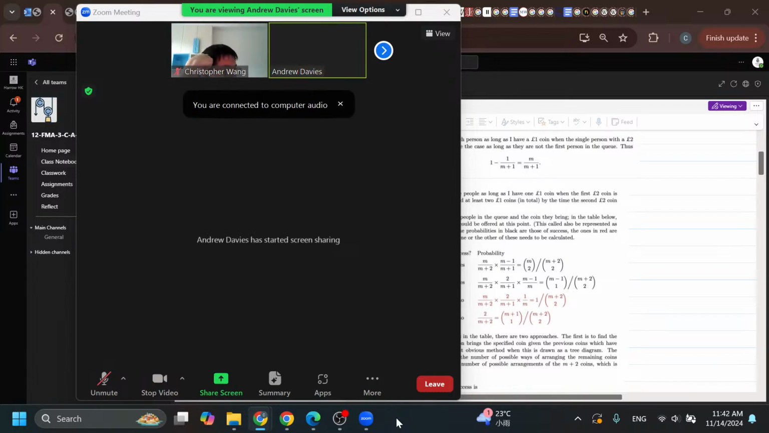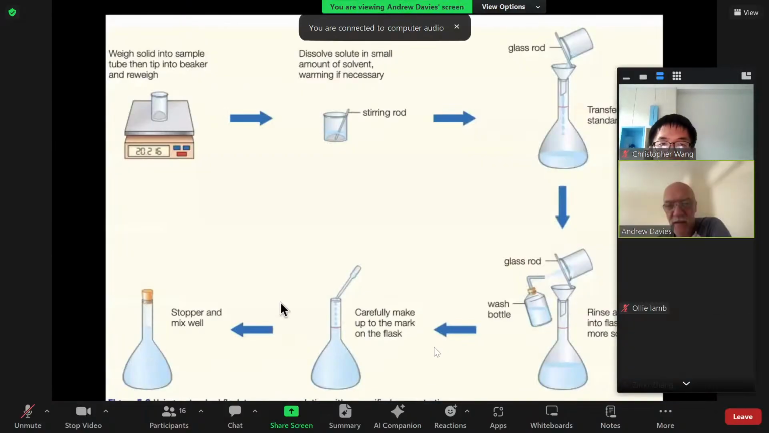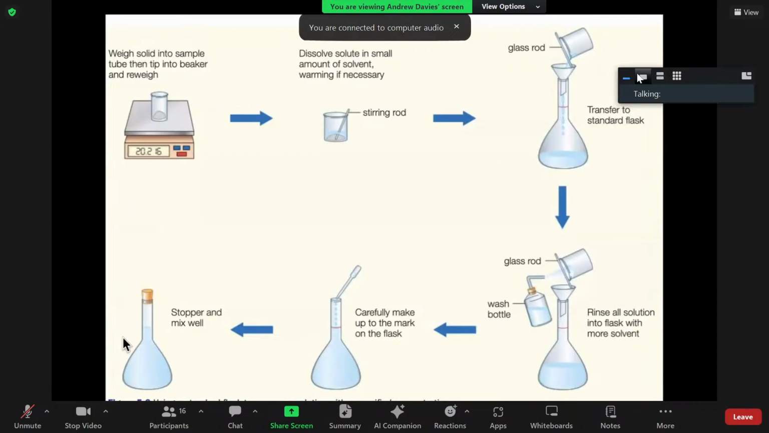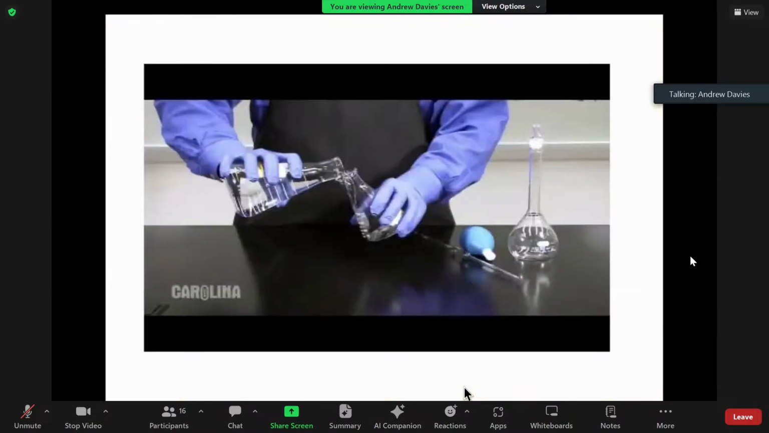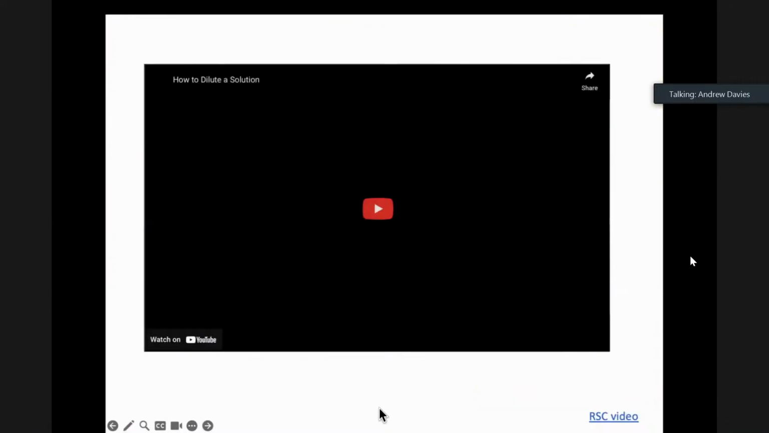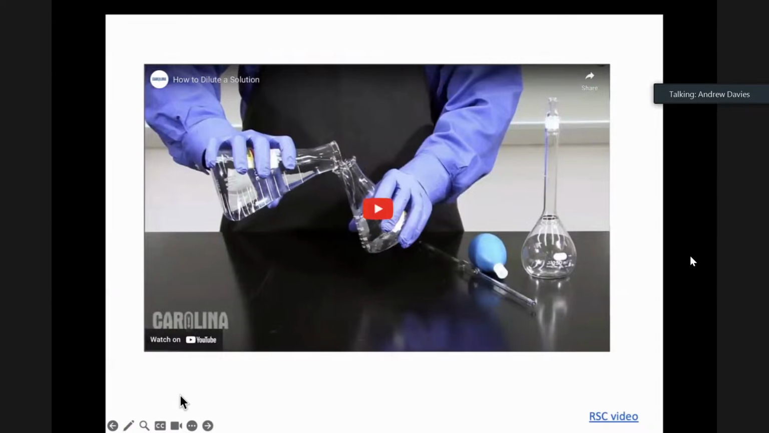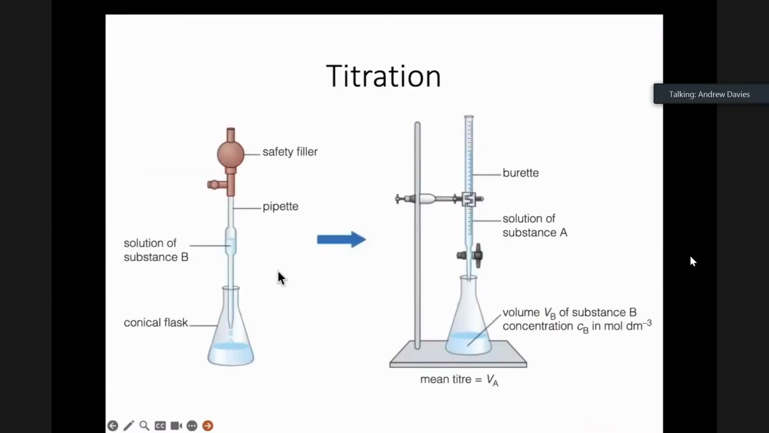So carefully make it up. Then you show me at this stage, and then you stopper, mix, etc. I'm going to leave the video. You can watch that in your own time. Next is going to be the titration.